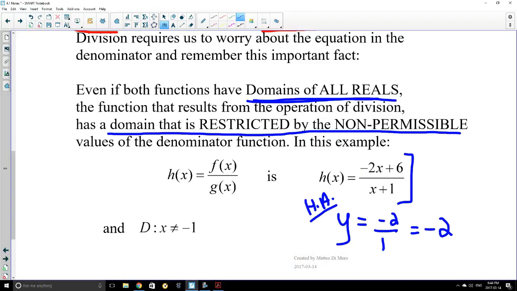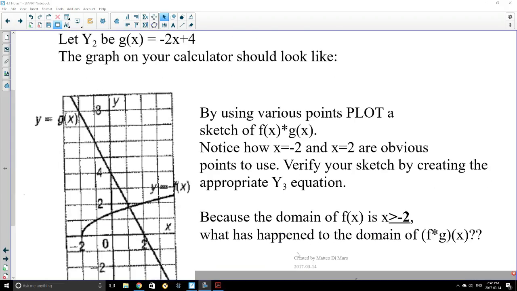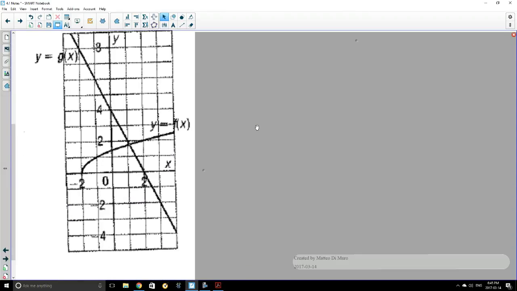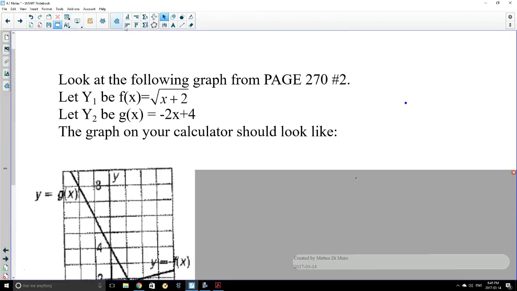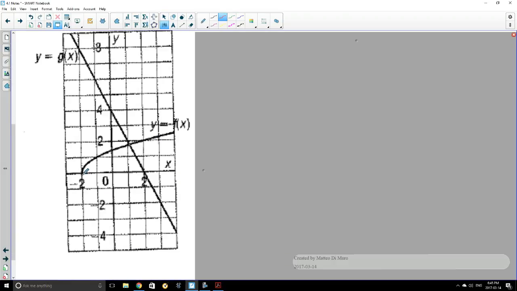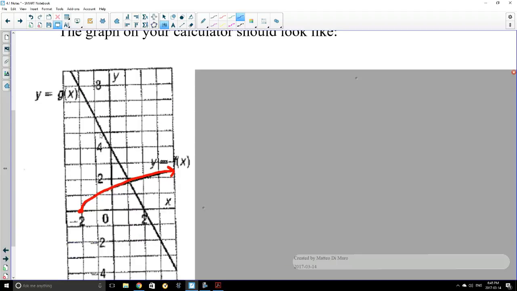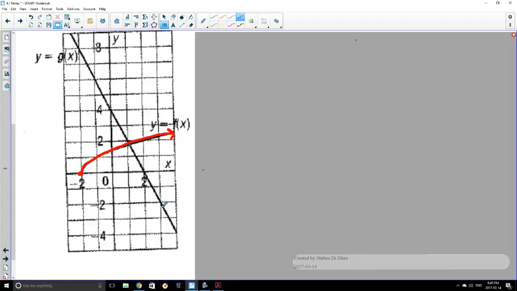If you could just flip your booklet over to the next page, we're going to try a practice problem. So really, we can kind of throw anything at you. So this one here, we got two graphs. We got the square root of x plus 2, which is this one right here, which I will highlight in red. And then we got a nice line, negative 2x plus 4, which I will just leave in black because that looks hard to highlight.